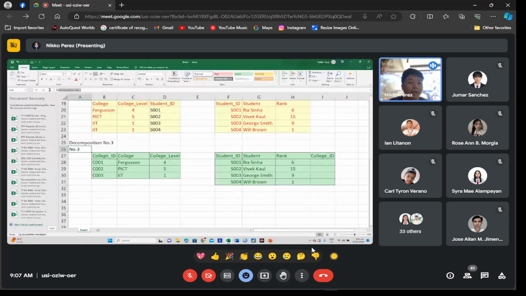So this will be the primary key from the original table, and this will be the foreign key. It is a borrowed ID from a different table or key. So next, let's distribute. C001 will be Ferguson. Vivek Kaol, I remember, is from PICT, so C002. Next is IIT. The two are George Smith, so I just need to type C003 twice here.